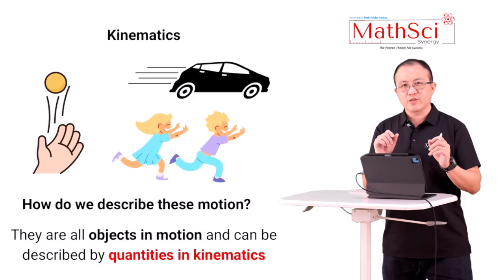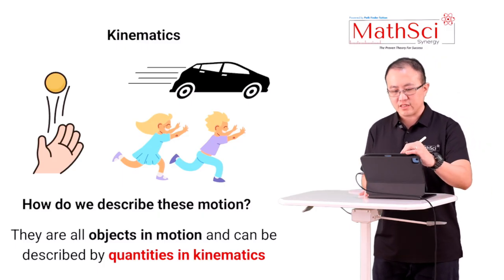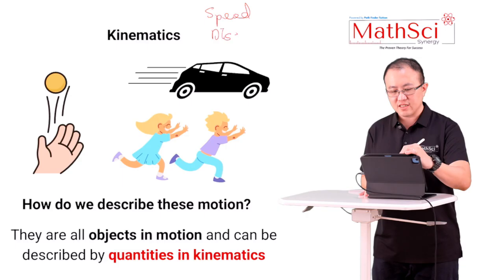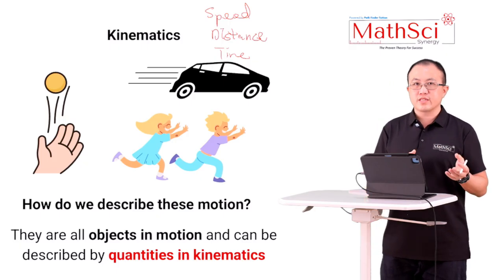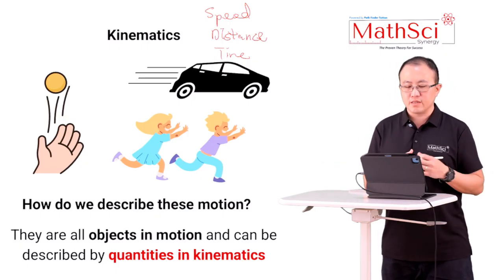When we talk about objects in motion, we can use certain things to describe them, such as how fast will be speed, how far will be distance, and of course, how long will be time. So all these are quantities that you use to describe or compare when something is in motion.